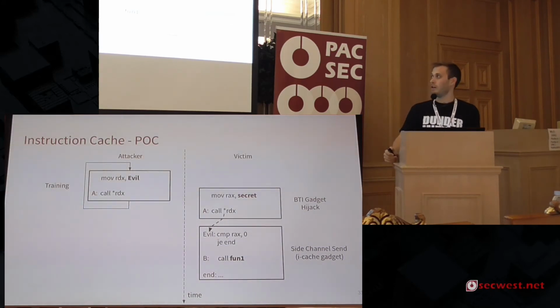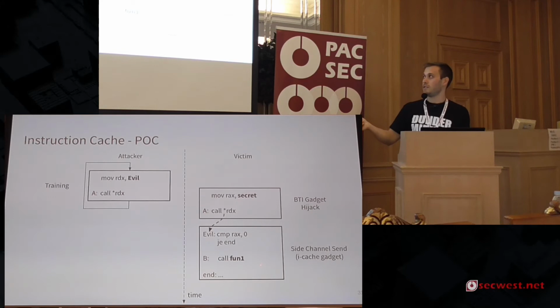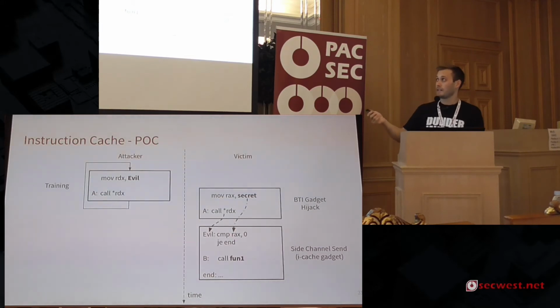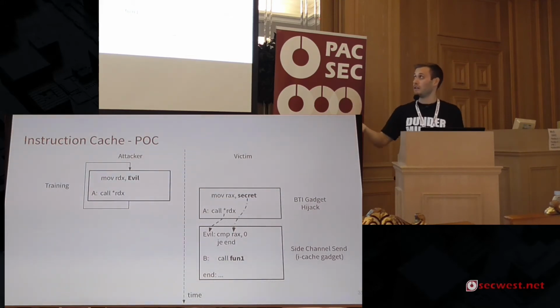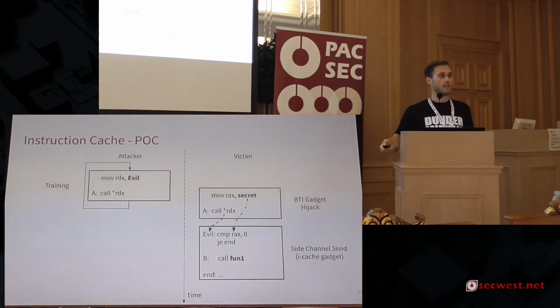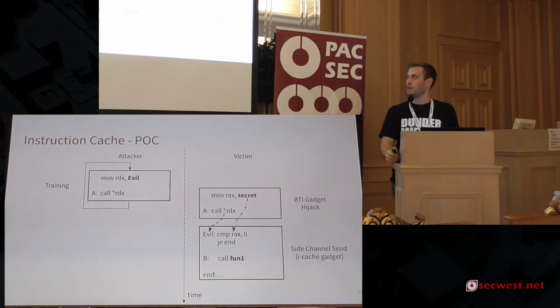So the idea is that, for instance, in this case, if RAX, if the secret, is 0, we will not execute function 1. If it's different from 0, we will go and execute function 1.